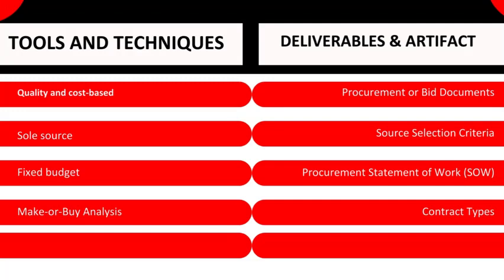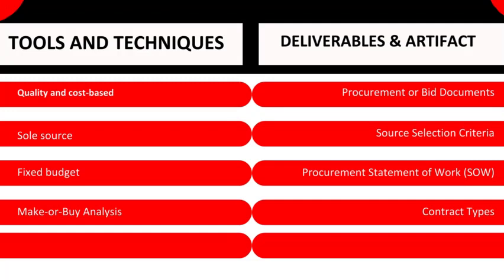For example, a software development team is working on a project to develop a new medical device. The team needs to purchase a number of components for the device, including a new type of sensor. The team leader decides to use a quality and cost-based source selection method to select the supplier for the sensor. The team leader considers the following factors when making the decision: the quality of the sensor, the cost of the sensor, the supplier's experience in developing sensors for medical devices, and the supplier's ability to deliver the sensor on time and within budget. The team leader selects the supplier that offers the best combination of quality and cost.